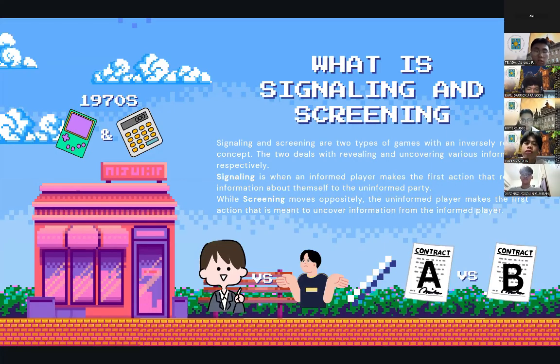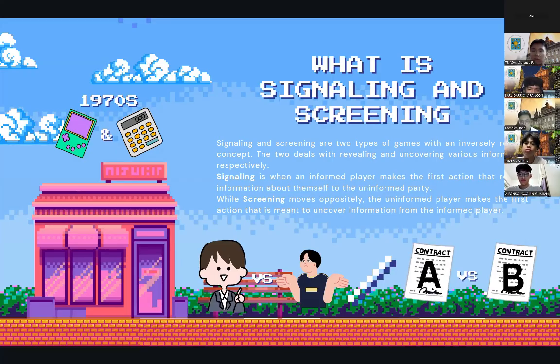So, just a short summary here. Signaling is when an informed player makes the first action that reveals information about themselves to the uninformed party, while screening moves oppositely. The uninformed player makes the first action that is meant to uncover information from the informed player.